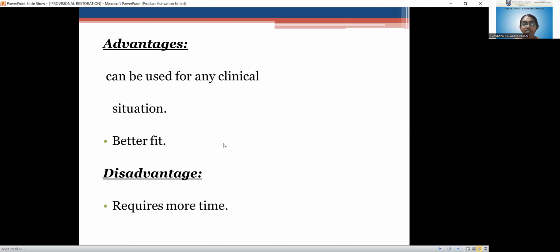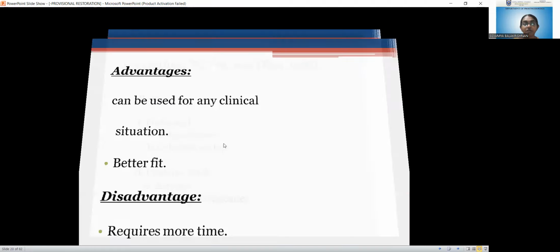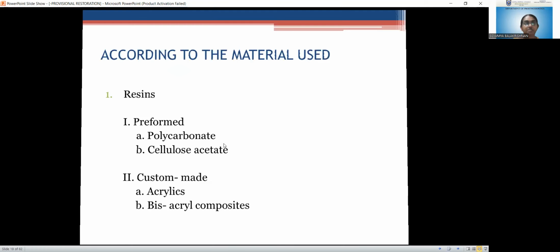The only disadvantage is that it requires more time, because we need to take an additional impression and fabricate the restoration using a direct or indirect method. So that is how we make a custom-made temporary restoration.